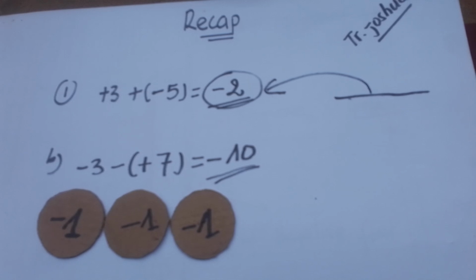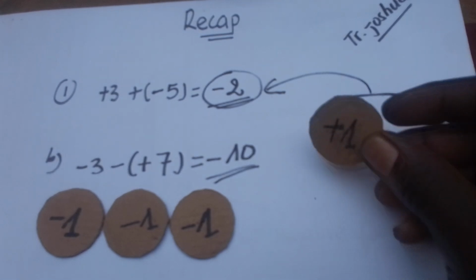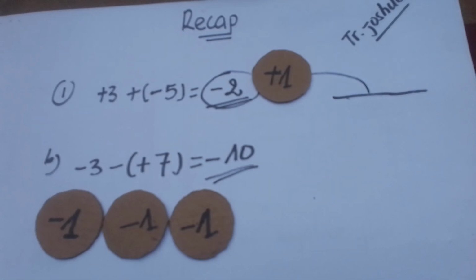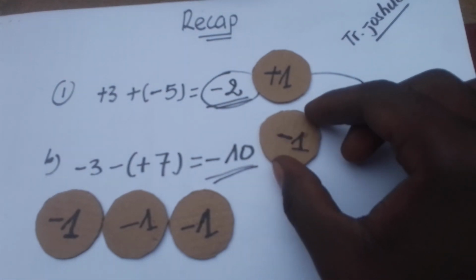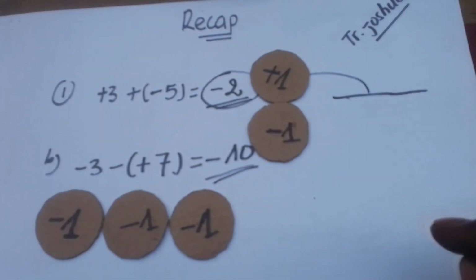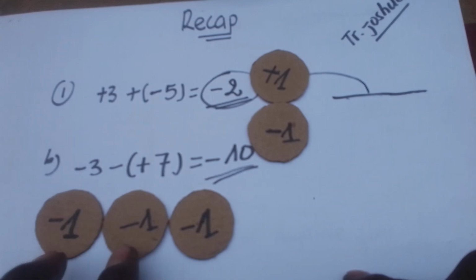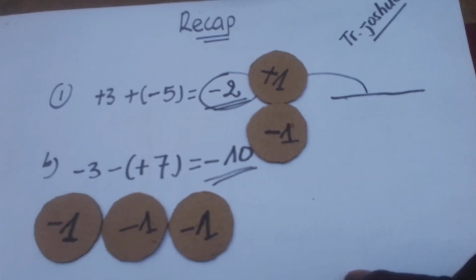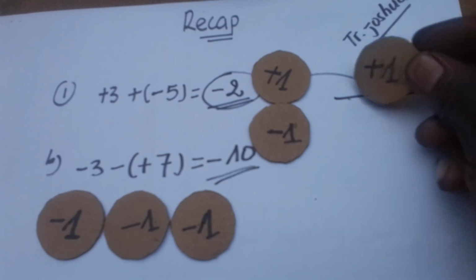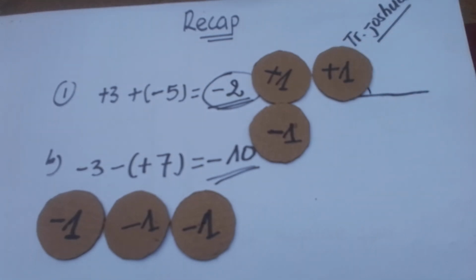The question is, can we get positive 7 counters without changing the value of negative 3? Yes, it can be. How? We have to use 0 pairs. If I put a positive and a negative together, we have 0. And 0 is not going to change the value of negative 3. We are going to keep doing this until we get positive 7.